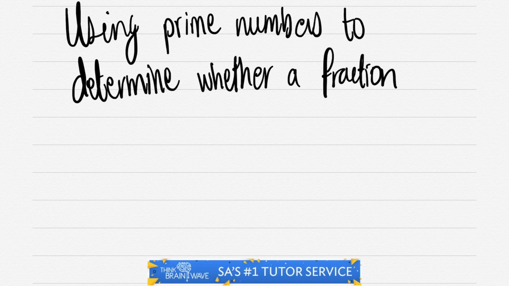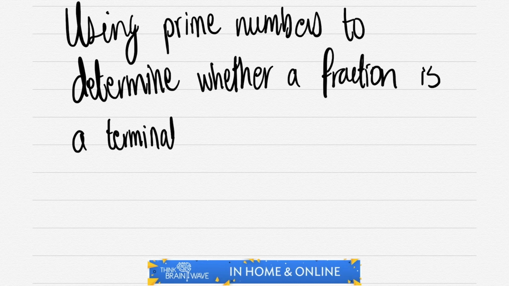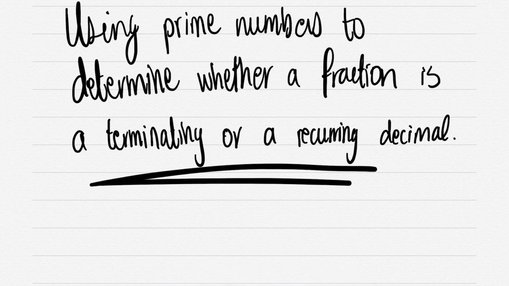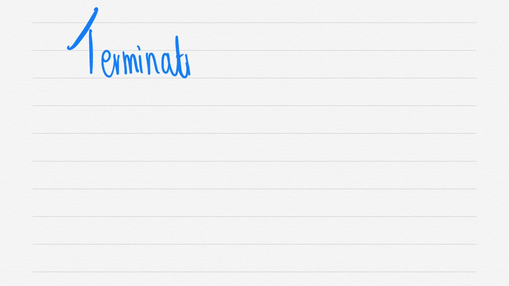In this particular video, we'll be talking about the use of prime numbers to determine whether a fraction is a terminating or a recurring decimal. Right, let's first discuss the terminating aspect.